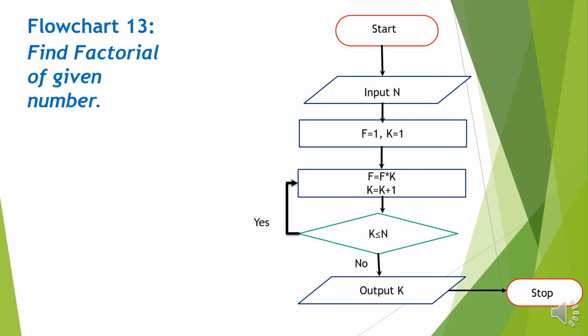In the decision symbol, we are checking the value of k against the value of n. If the value of k is less than or equal to n, then we will follow the yes path. In the yes path, we again do the calculations, until the value of k becomes greater than n. After that, we have the answer or the required result.